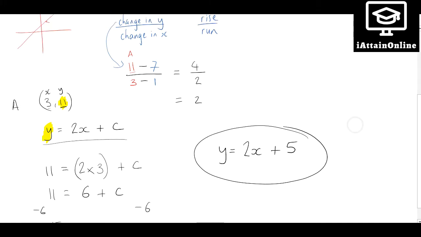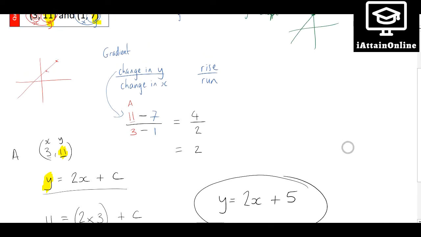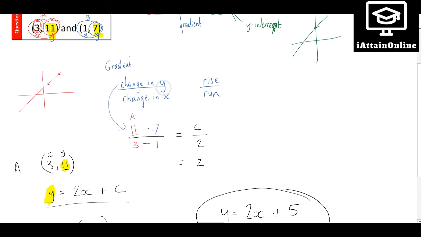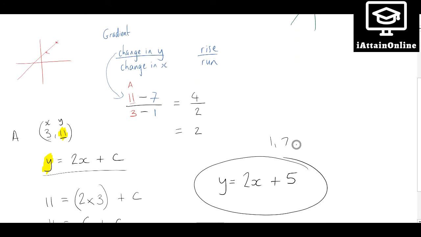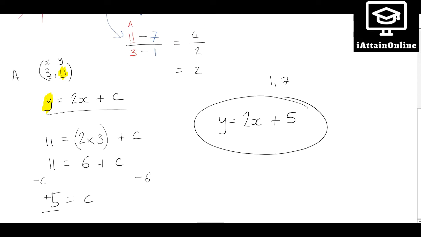If you wanted to, you could always check that it works using the other value. So my coordinate B here equals 1, y is 7. This is our answer here, but we can check that it works by putting these values of x and y in to see if they equal each other. So if y was 7, I'm going to write 7 equals 2 times 1 plus 5, so 7 equals 7. That tells me that I've got it right. Okay, so that's the first one.